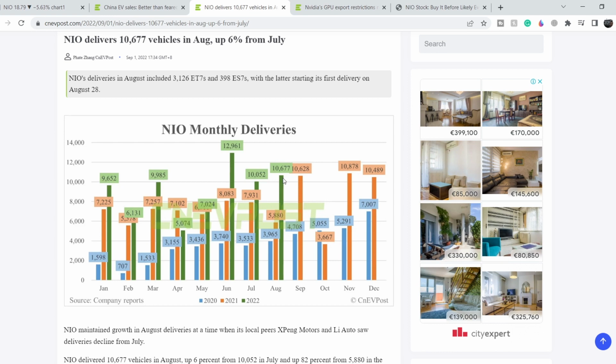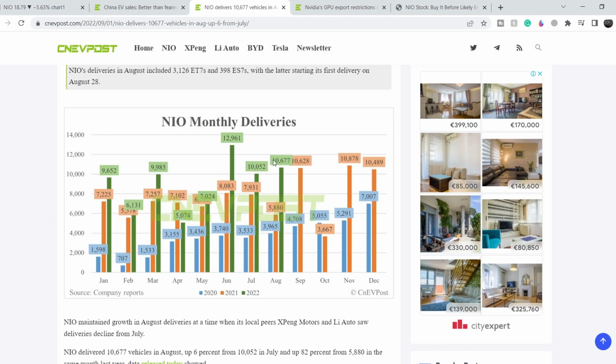As you can see, compared to previous month deliveries of 10,052 vehicles, NIO exceeded this number by basically 6% to 10,677 vehicles. And if we compare this number on a year-to-year basis, definitely it is a huge increase from almost 4,000 vehicles in August 2020 to 5.8 thousand vehicles in 2021, and for now it is 10.6 thousand vehicles.